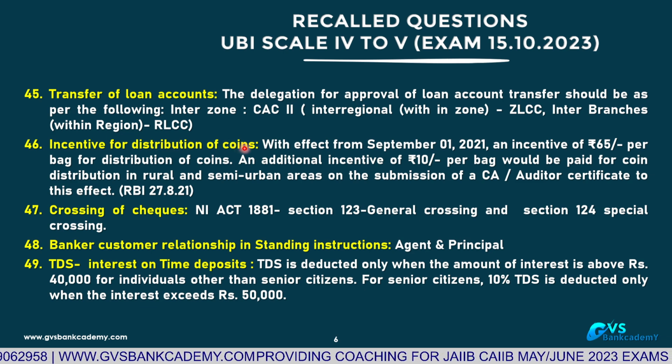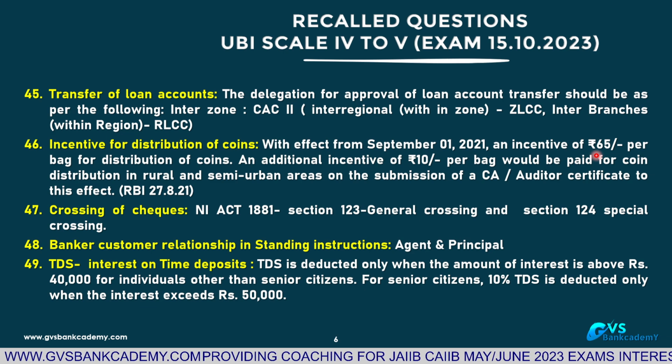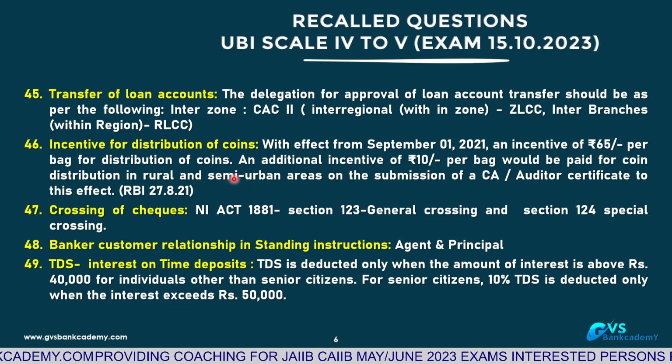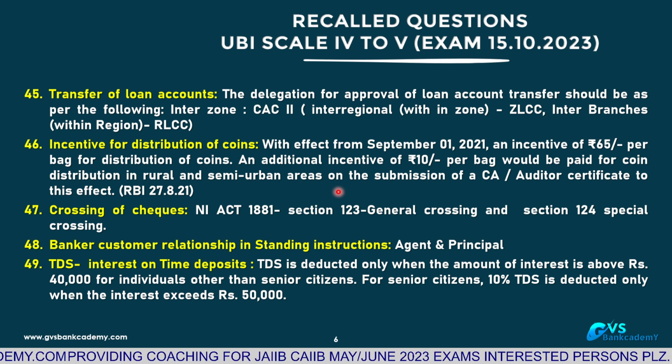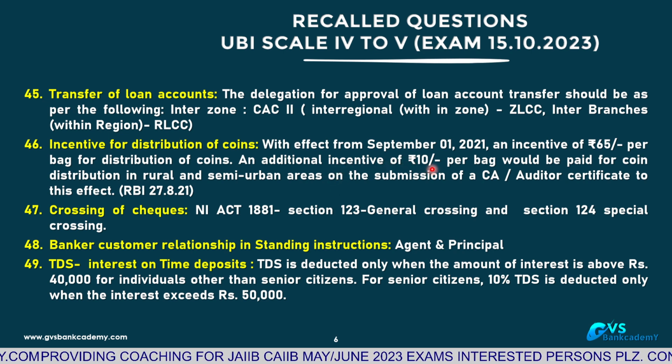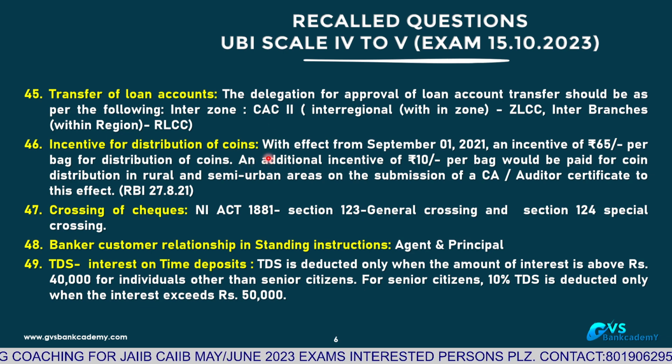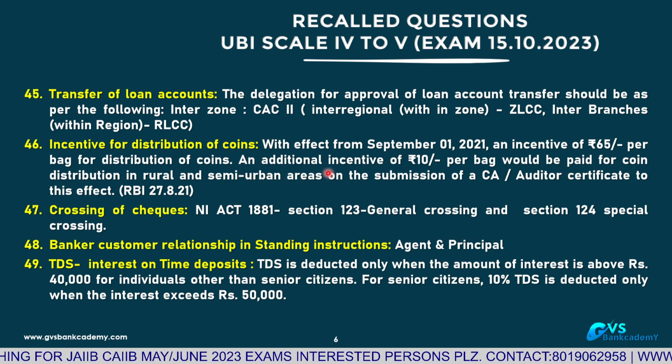Incentive for distribution of coins, effective from September 1, 2021. An incentive of 65 rupees per bag for distribution of coins. For all bank branches, they are getting 65. But for rural and semi-urban branches, additionally they are getting 10. So 65 plus 10, 75. A CS certificate or audit certificate is required for this. What question was in this exam? What is the additional incentive for distribution of coins in rural and semi-urban branches? 10 rupees.